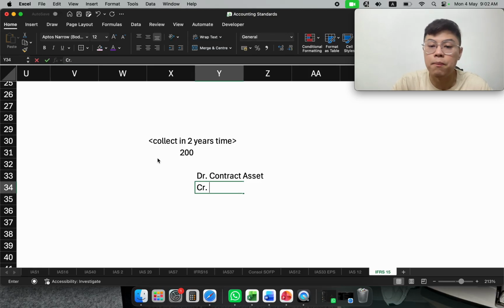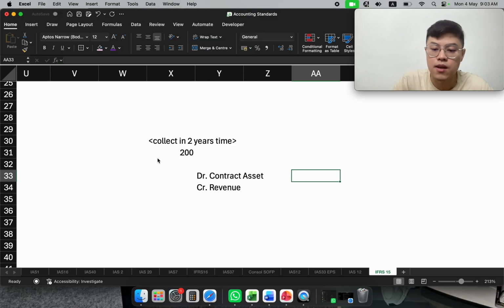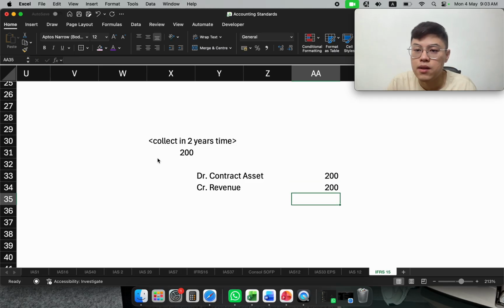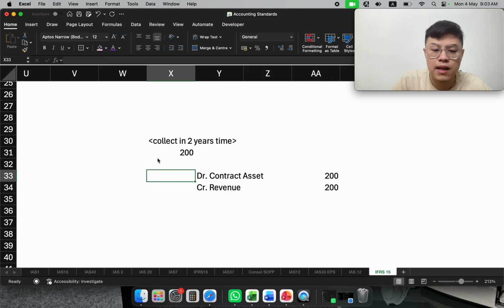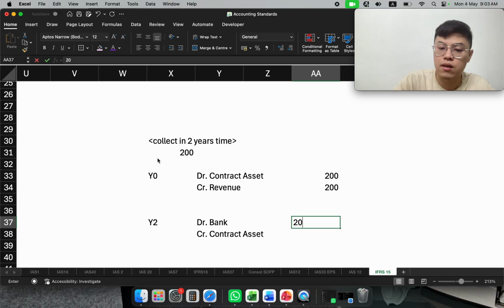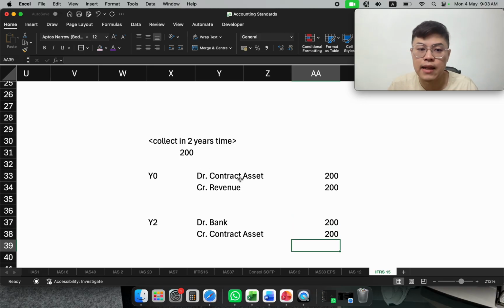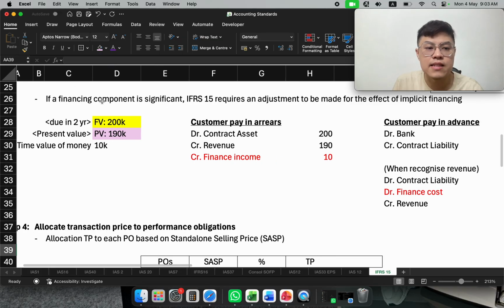Or for example, you have completed the sales already, so we can record the revenue because the accrual concept tells us 200. But this debit contract asset in year 0, now you record. In year 2, meaning 2 years later, when you receive the money, you debit bank, credit contract asset, 200. By right, it's like that. However, it might contain a financing component according to IFRS 15.